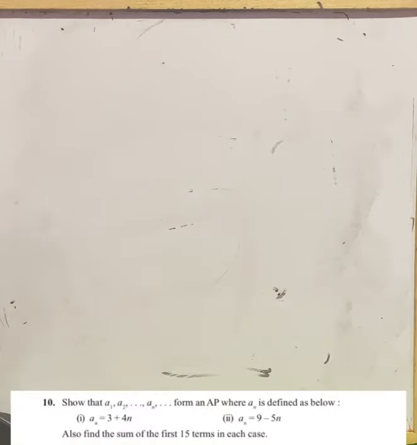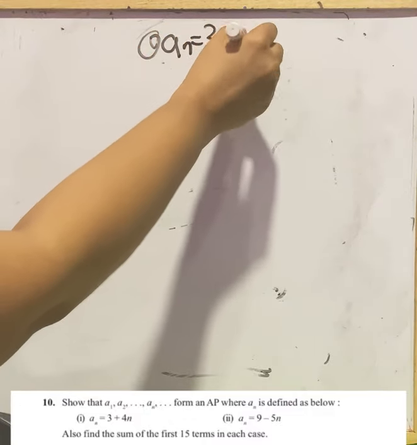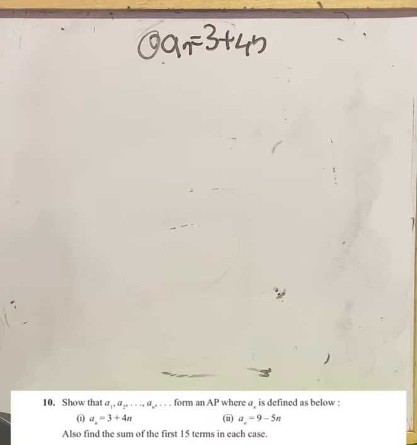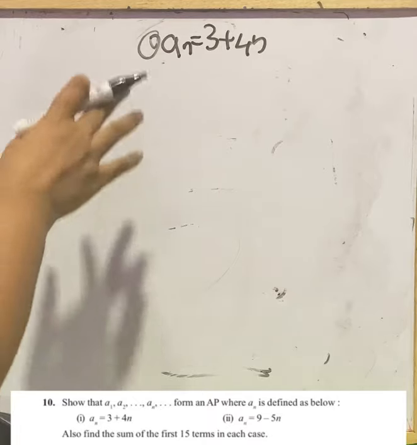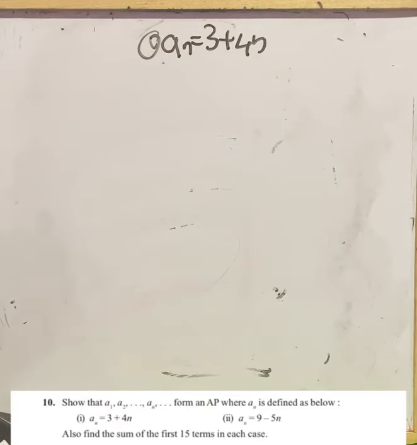Next question. Show that A1, A2, etc. up to AN form an AP where AN is defined as below. First case, AN equal to 3 plus 4n. Also find the sum of the first 15 terms in each case. We have two questions. In that first one is AN equal to 3 plus 4n. So here we have to find the sum of first 15 terms.